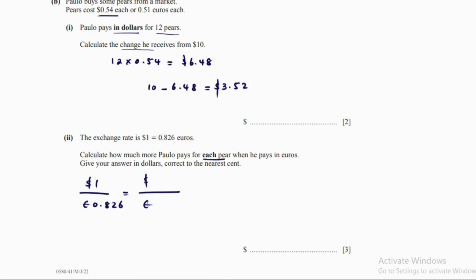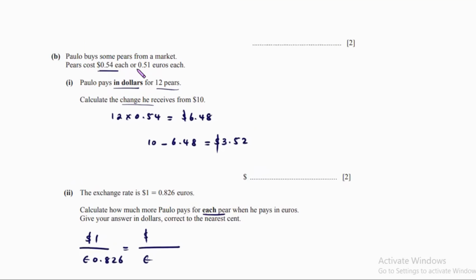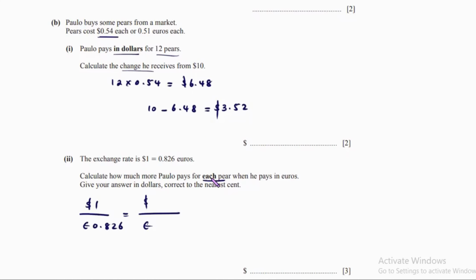He pays in euros means, according to the question, he has to pay 0.51 euro each. That is for one pair. And in the question, it clearly asks us to find for one pair. So in that case, I'm going to put 0.51 here in the bottom because that is the amount in euros. I need to find that in dollars first.